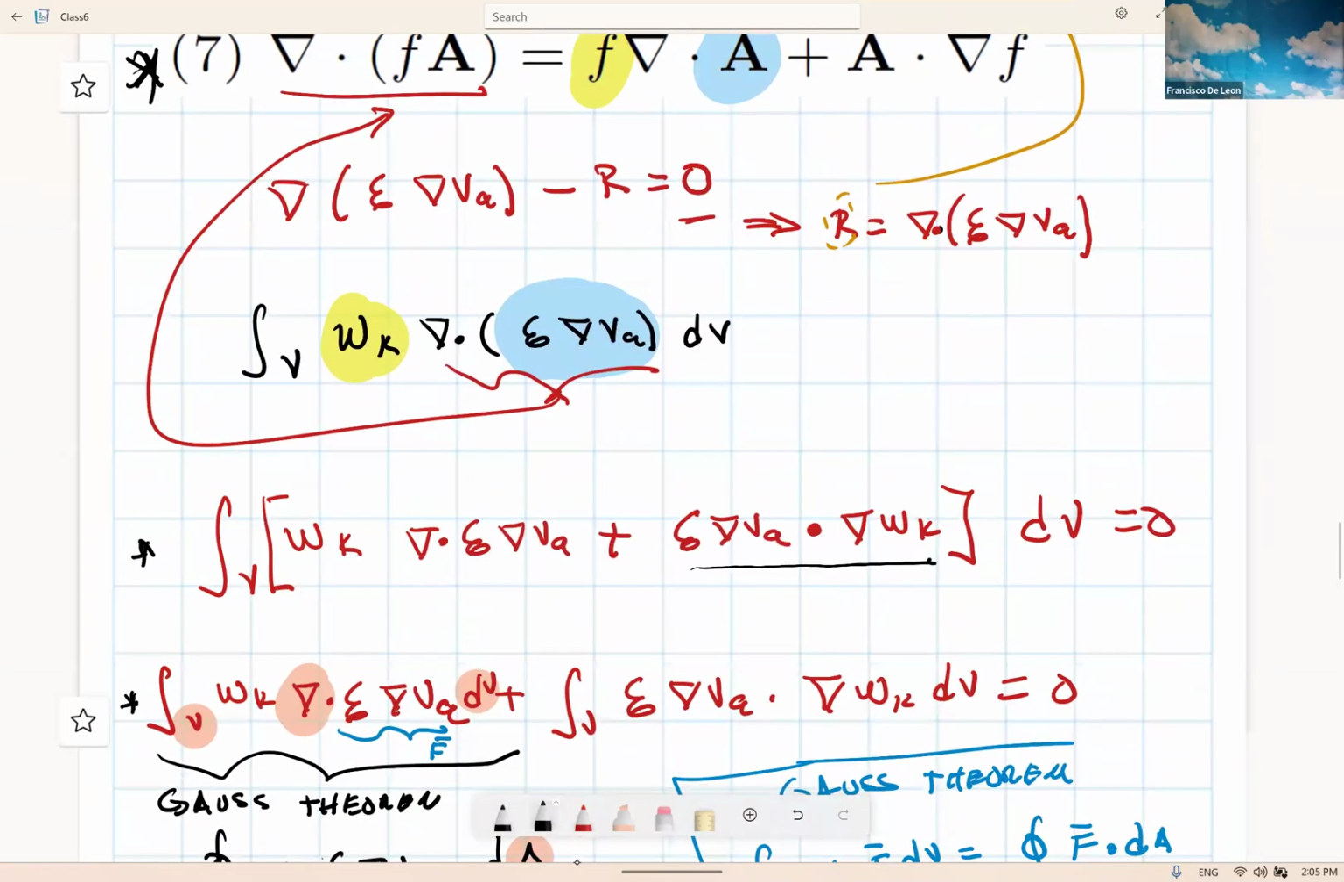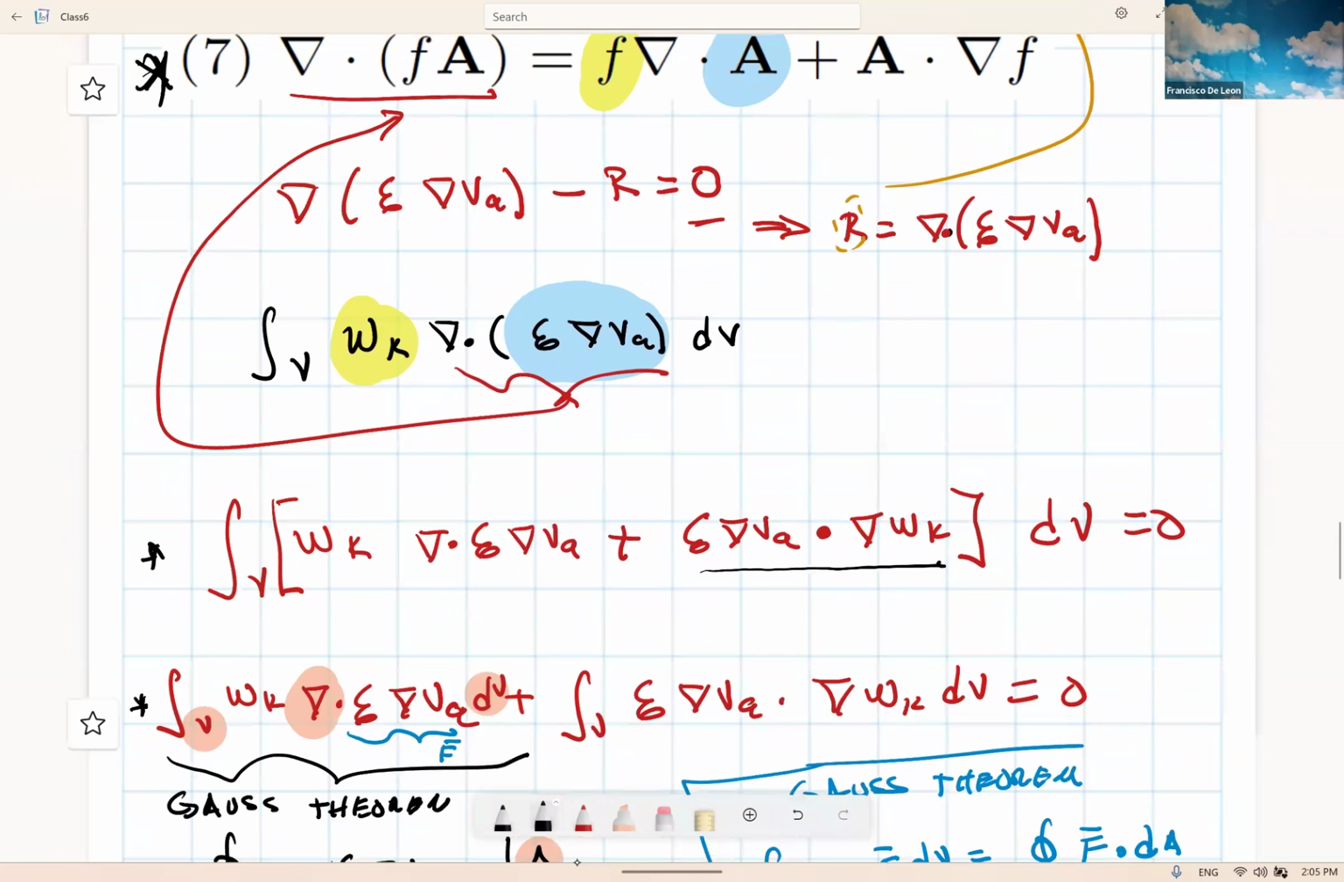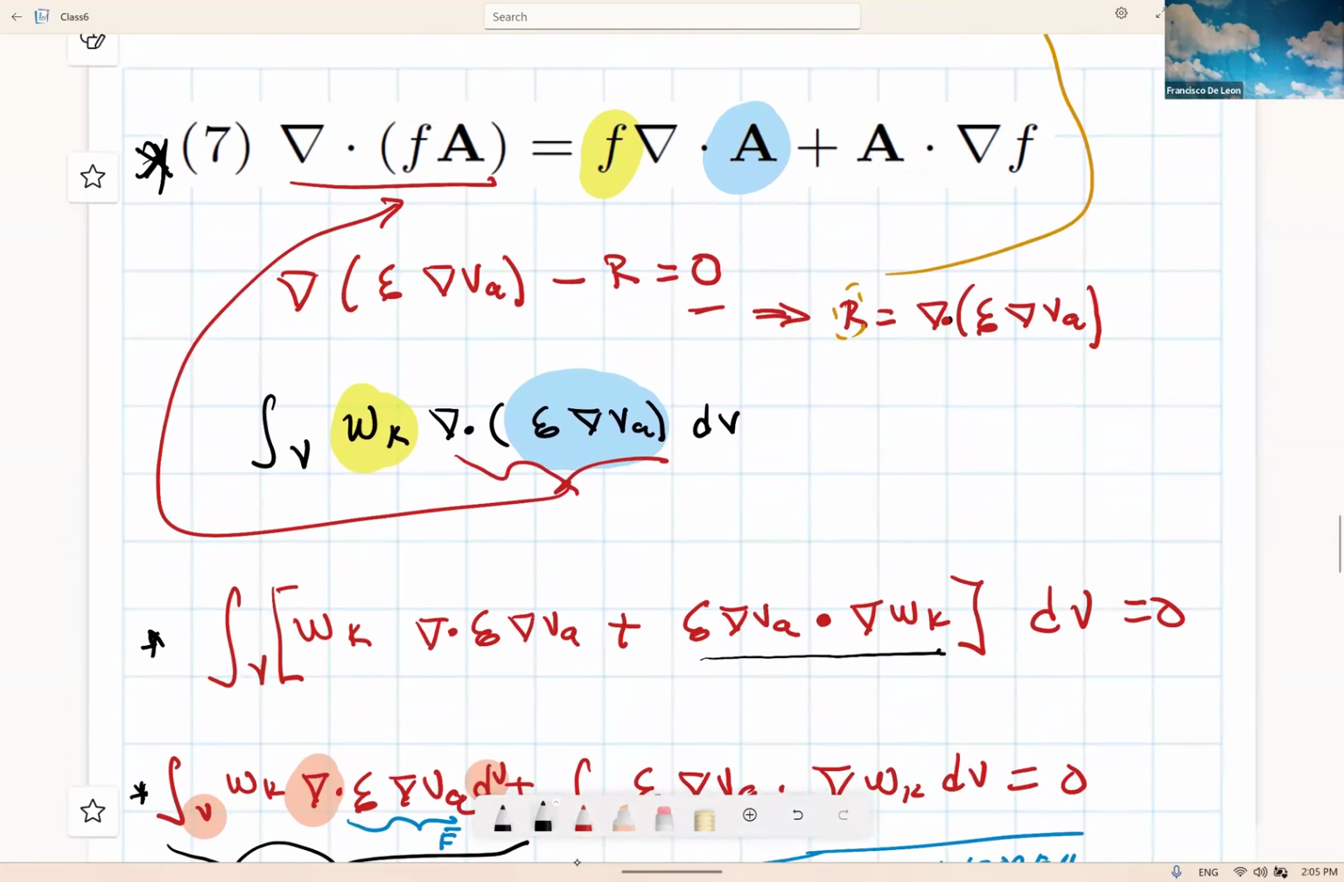So we apply that equation to this, right? F is WK and A is epsilon gradient of VA. The colors should tell you: this color is this one, this one is this one. And then I only apply the equality and it gives me this. Are you okay, Fayaz? All right. Good.